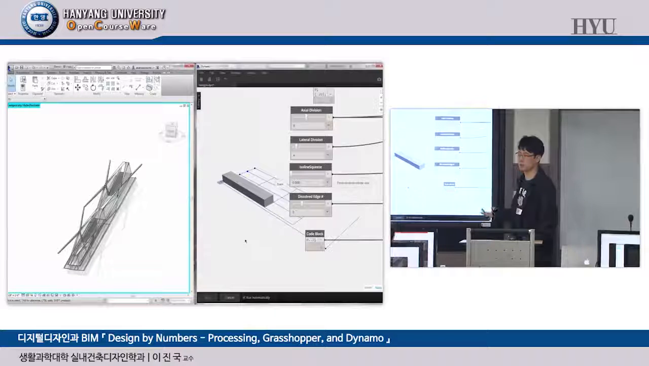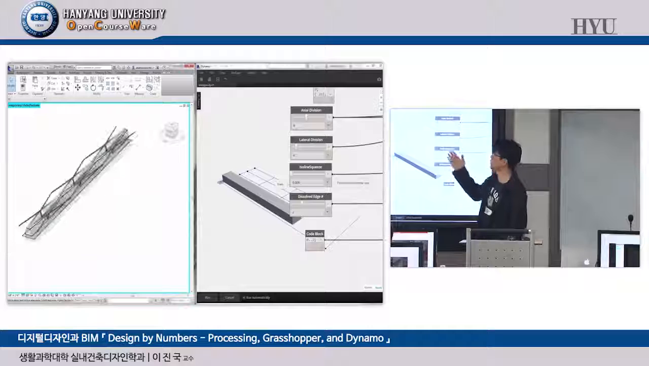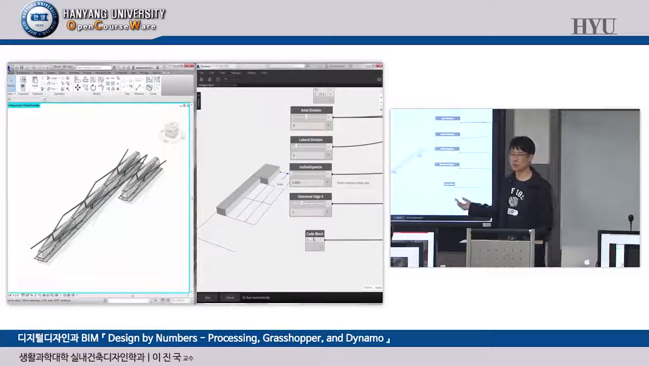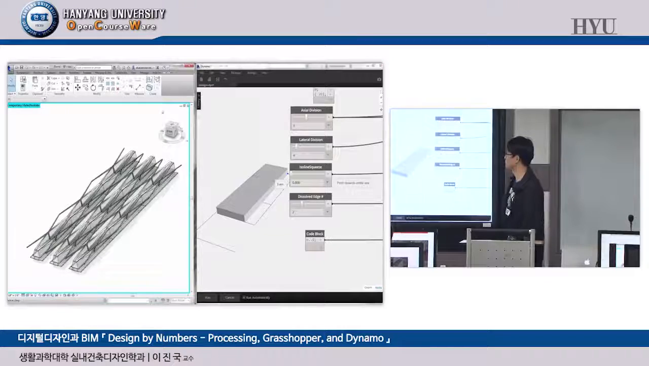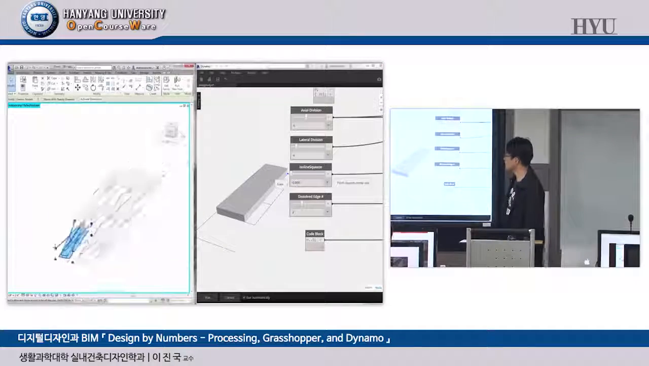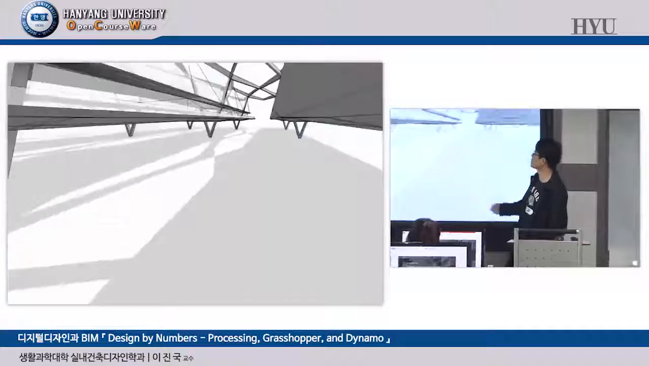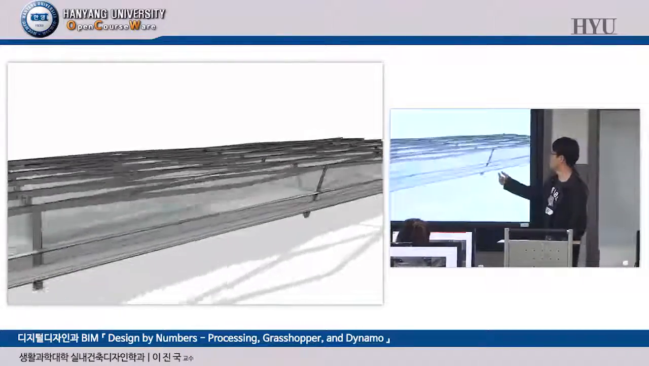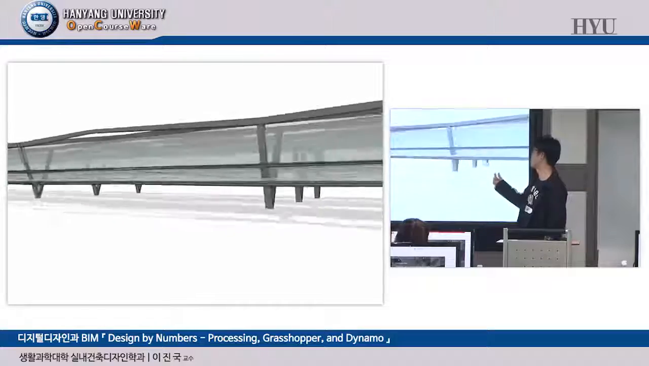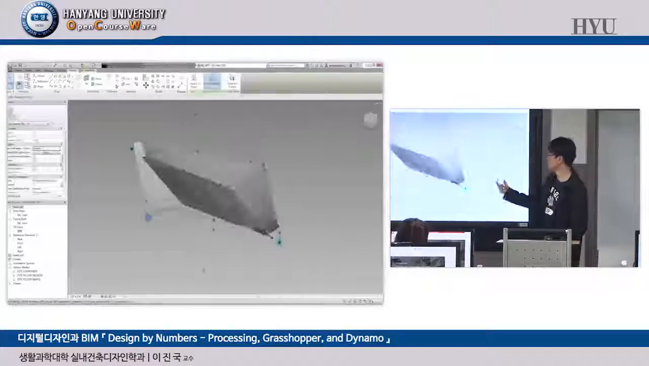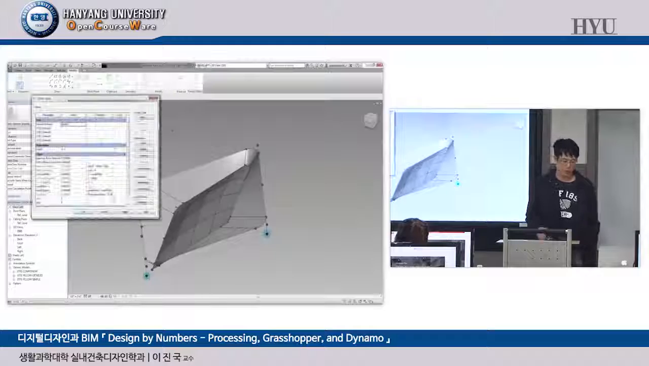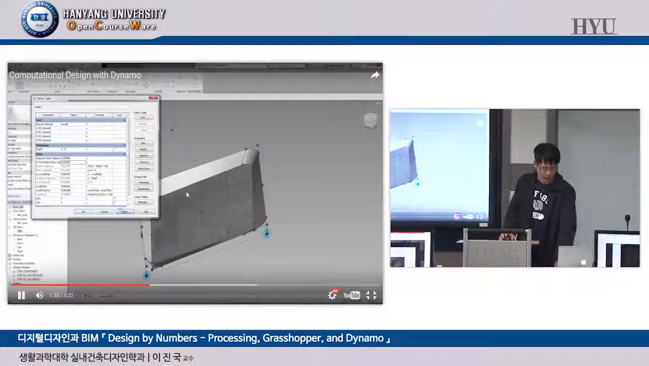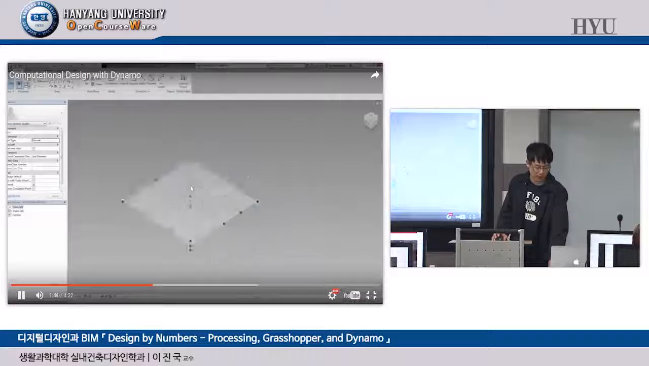Dynamo is a Revit plugin. So if you install Dynamo, you can find the Dynamo button in Revit on the add-ins tab, okay? Anyway, according to this video, you can see that the initial design approach and controllable approach can be managed by Dynamo and Revit in this way.